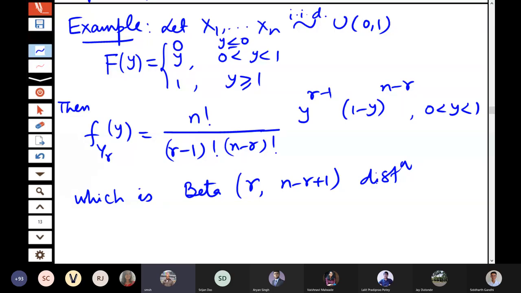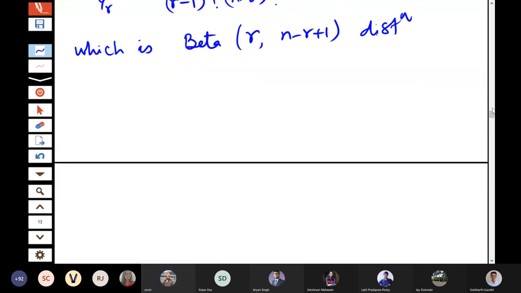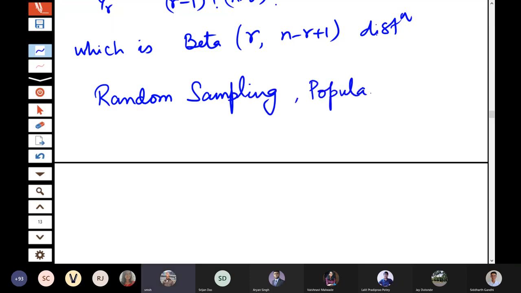So next I proceed to introducing the concept of sampling. Let us talk about these concepts: random sampling, population, statistic, sample, etc. So these are some commonly used terminologies.